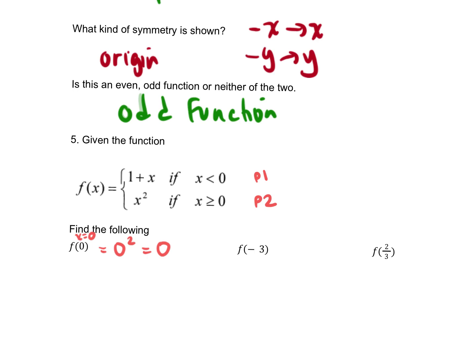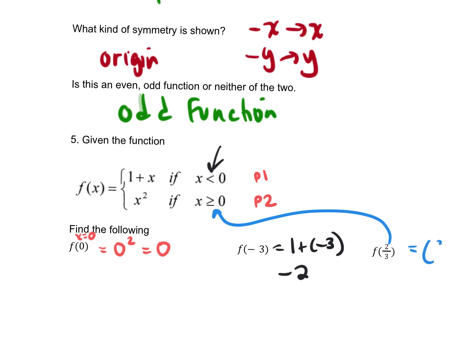For f of -3, so -3 is definitely less than 0, so that would go in piece 1. So I'll simply plug that into piece 1, 1 plus -3, which is -2. So again, we're just figuring out what piece it's in. If you look at f of 2/3, 2/3 is definitely greater than or equal to 0, so it'll get plugged into the second piece where we just square it. So 2/3 squared is 4/9.